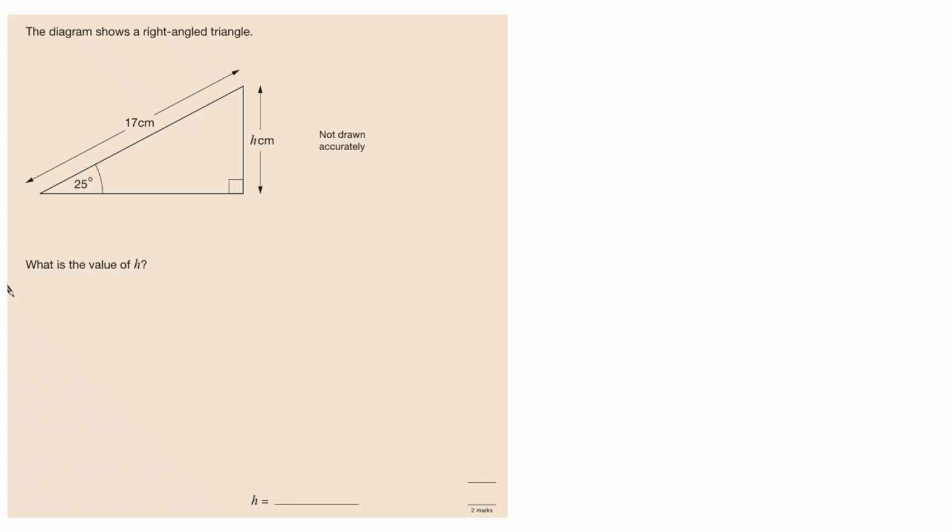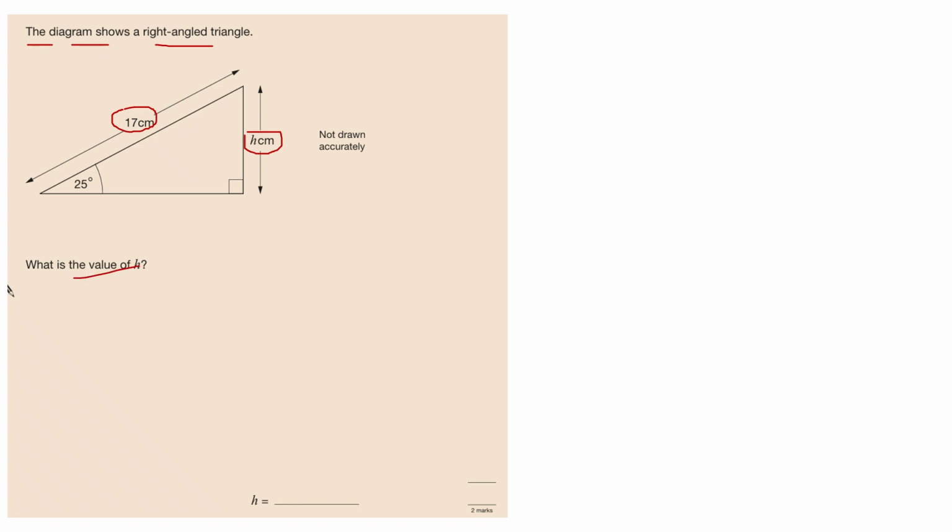In this quick, 2 or 3 mark question, we are given that the diagram shows a right angle triangle. We've got an angle in degrees, we've got a hypotenuse length of 17 centimeters, and we've got this h here, so the height of the triangle. What is the value of h?